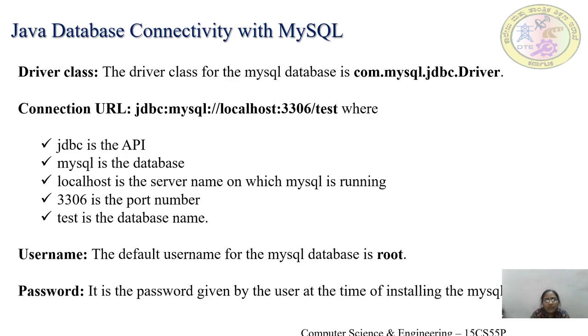Sometimes we get an error saying this port is already in use. In such cases, you need to go to MySQL's installation folder. In the bin folder of MySQL, there will be a configuration file where you have to change that port number and rerun it. Test is the database name. Then we need a username and password for the MySQL database. While installing, if we have given root as username and blank as password, the same thing we use in our application.